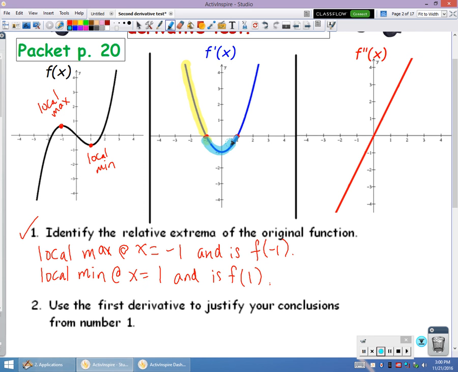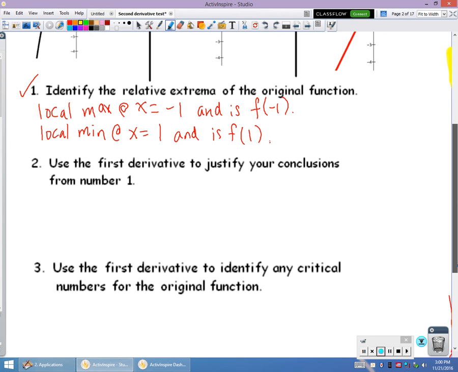Therefore, by the first derivative test, there is a local maximum that occurs at x equal to -1. And then we can see the first derivative graph goes positive again after x equal to 1. So there's a graphic representation of the first derivative test. So we wanted to justify using the first derivative test.